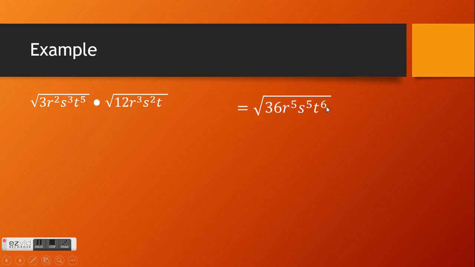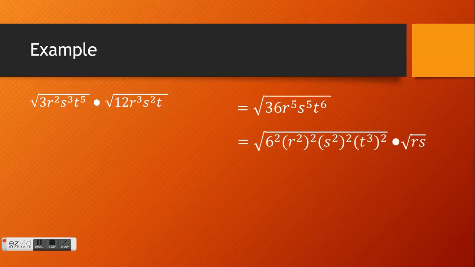Then, T raised to 5 times T, we have T raised to 6. Then, we will have to find the prime factors of 36. It is equal to the square root of 6 squared times r squared raised to 2. And the remaining or the excess 1, we'll have to put on another radical sign, which is the non-perfect root. Then, s squared raised to 2, t cubed raised to 2.